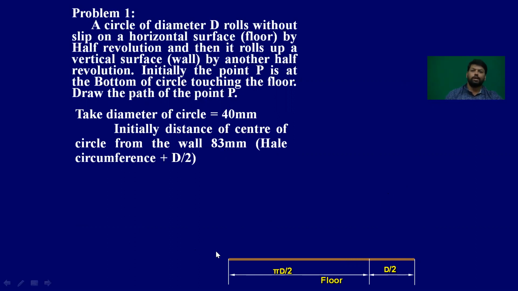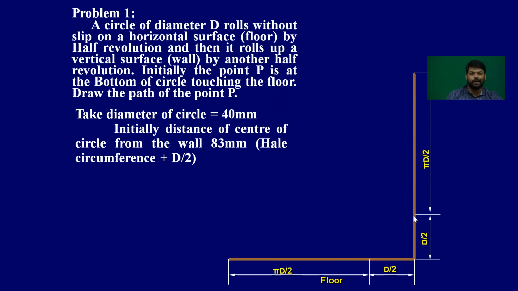Now, for half revolution only along the horizontal line, I am taking pi d by 2 on the horizontal floor, and the next pi d by 2 along the vertical floor. This d by 2 indicates that when the circle is at the exit, at the end, it will be at a distance of radius. That's why I'm taking the radius from pi d by 2, and here also from pi d by 2 only I'm considering it.